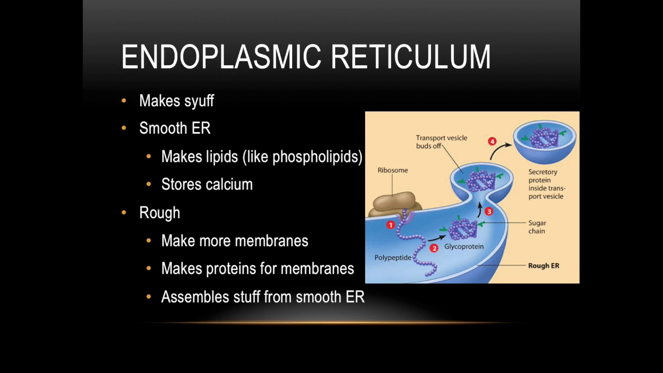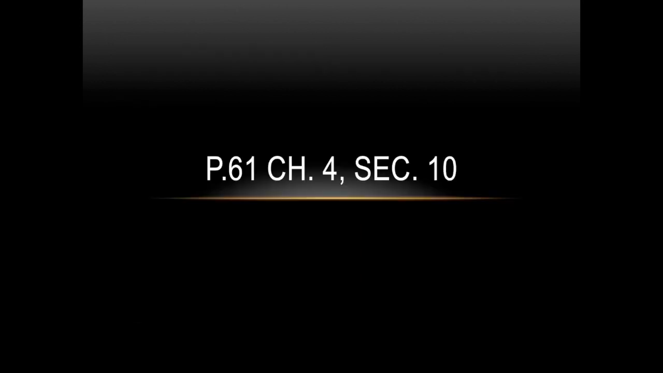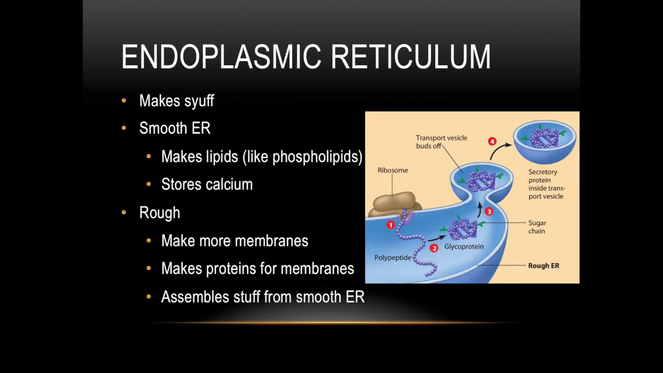Smooth endoplasmic reticulum makes lipids: oils, phospholipids, steroids. So if we want to make more membrane, there we go. Our liver has huge amounts of smooth endoplasmic reticulum because we use it as our detox center. Smooth endoplasmic reticulum also stores calcium, which is important in muscle function. It's also really important in nerve function. Calcium's important in both.